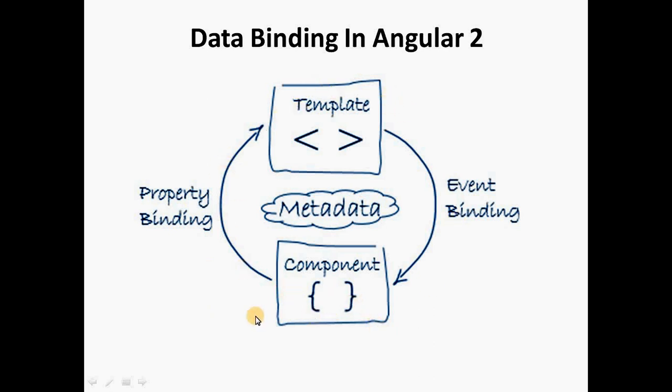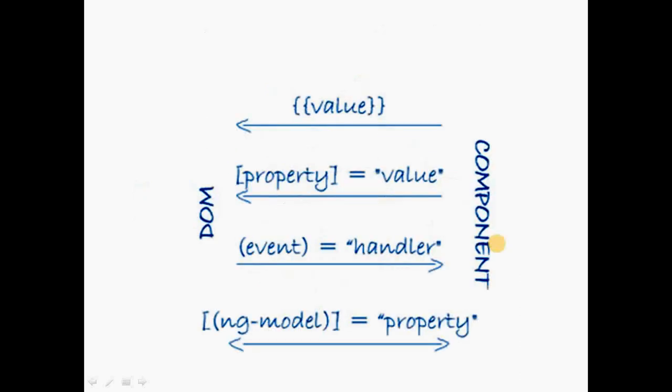Okay, so we have two types of data binding. One is property binding, and another one is event binding. The property binding is used to transfer the data from component to the template, and when we want to transfer the data or raise any kind of event from the template or the DOM UI, we use the event binding mechanism. So we can do the data binding in Angular 2 by using the following ways.